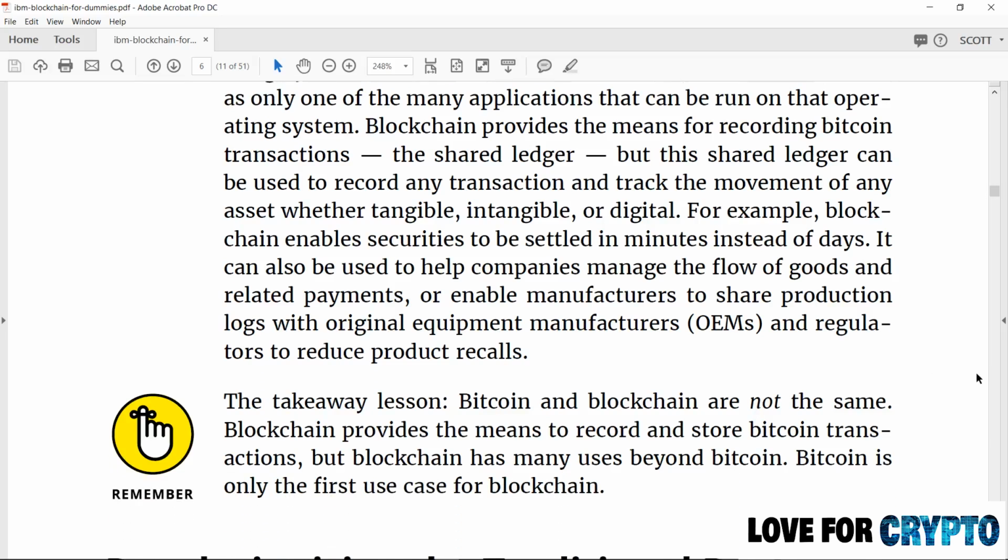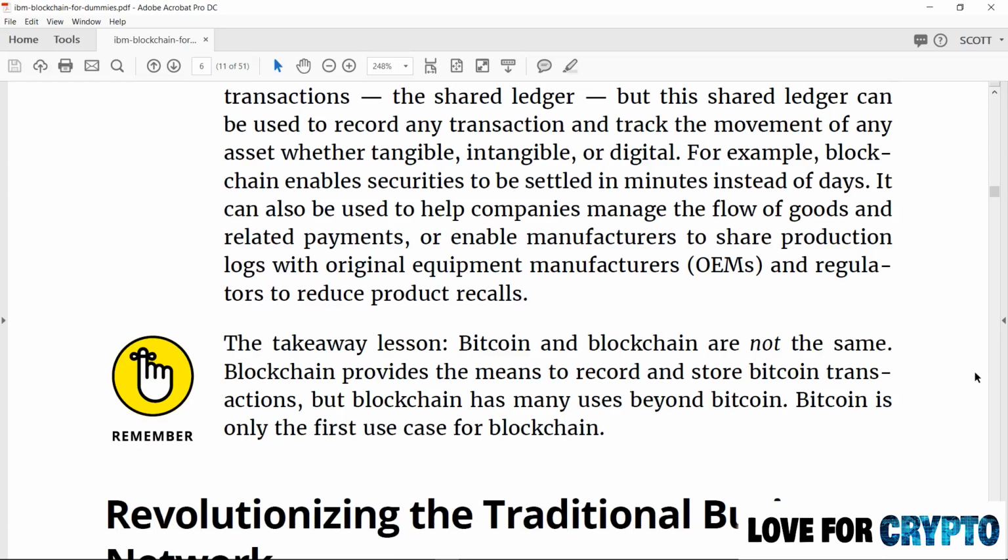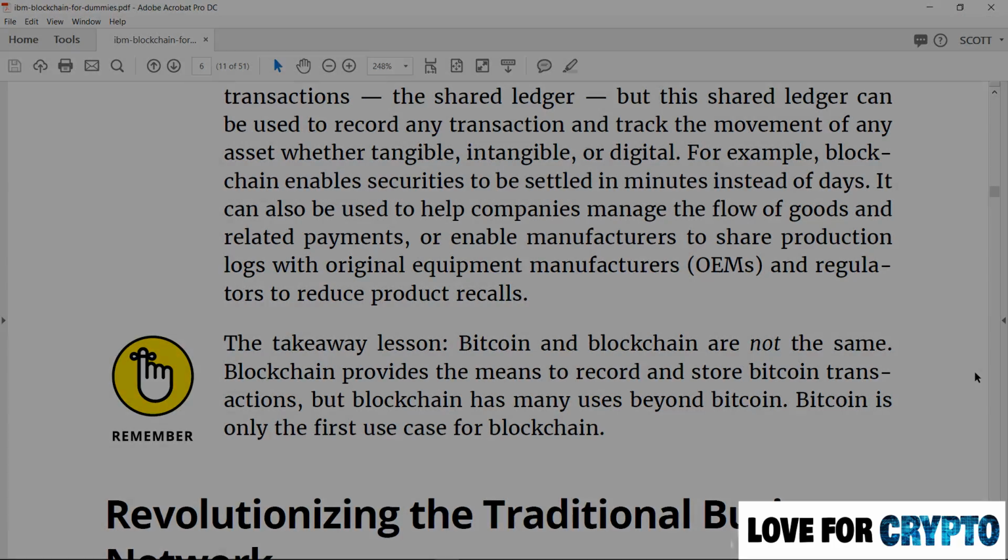The takeaway lesson from this section is that Bitcoin and blockchain are not the same. Blockchain provides the means to record and store Bitcoin transactions, but the blockchain has many uses beyond Bitcoin. Bitcoin is only the first use case for blockchain. Like we said, email was the first use case for the internet. It wasn't the only one.